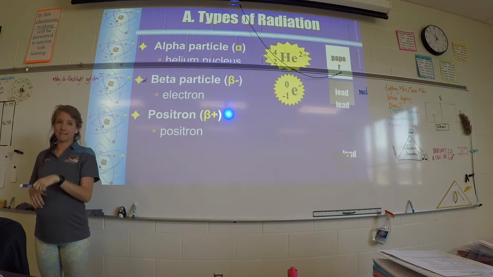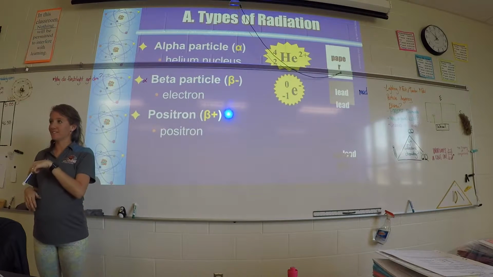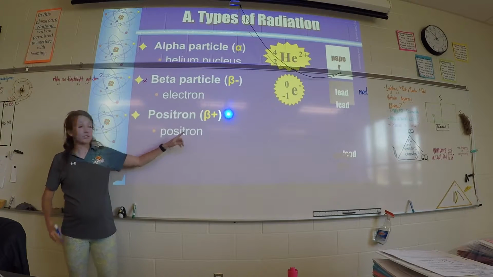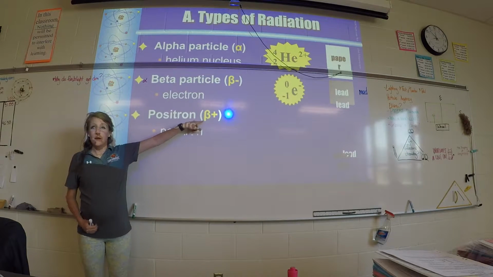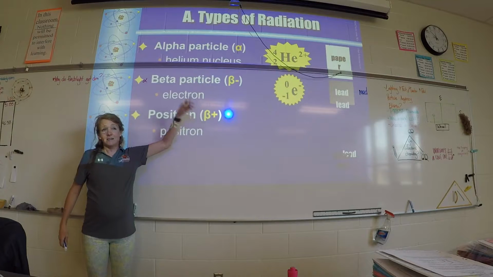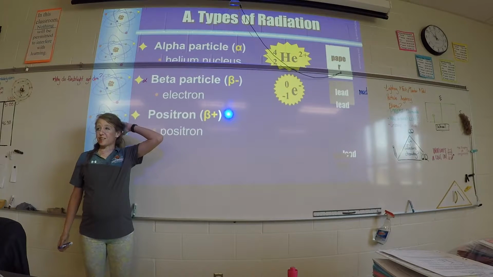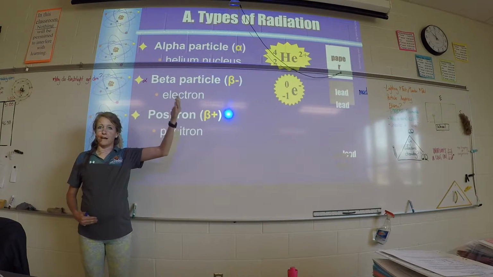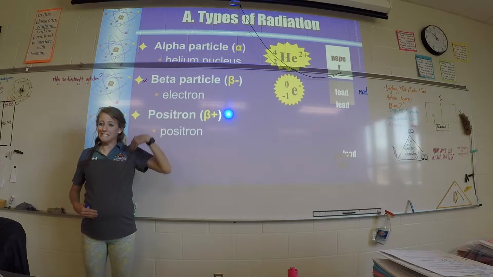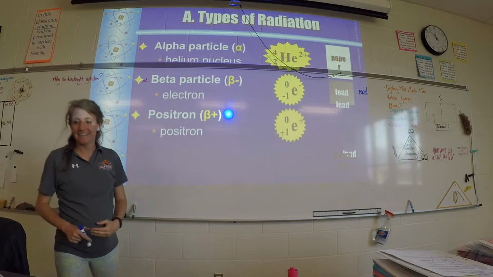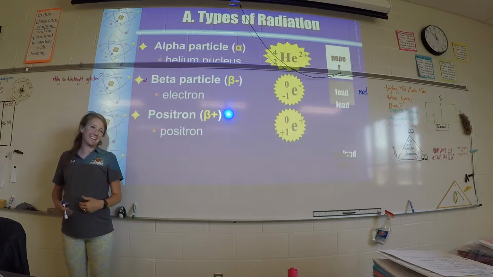It is just a positron, so its name isn't different than what it is. Notice it's the same symbol, but now with a plus sign. This is going to get really weird, and you just got to hang with me because I promise we'll clear it up. The symbol for a positron is a positively charged electron.